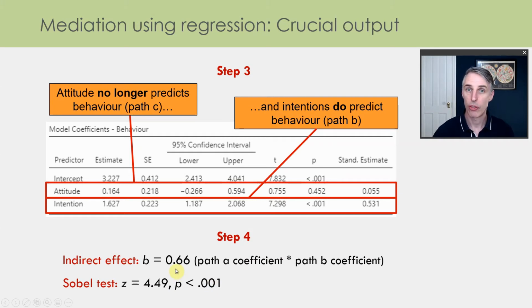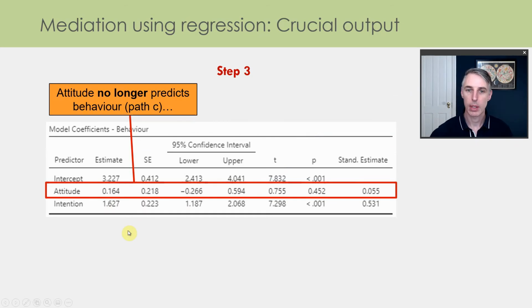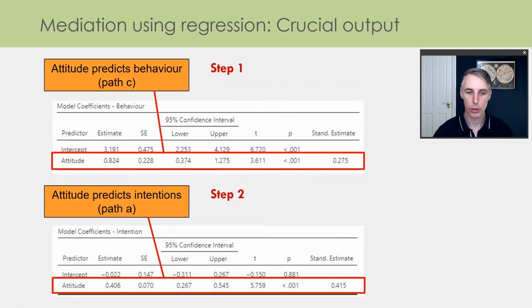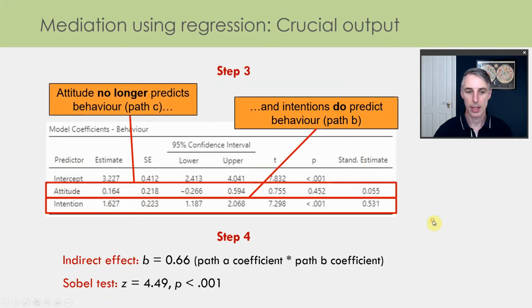And in terms of the coefficient, the size of the indirect effect, we simply get that by multiplying together the coefficient for the A path and the B path. So in this case that is path B, 1.627. And if I just step back, multiplied by 0.406, that gives us our coefficient for the indirect effect of 0.66.